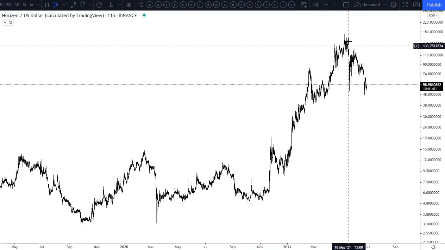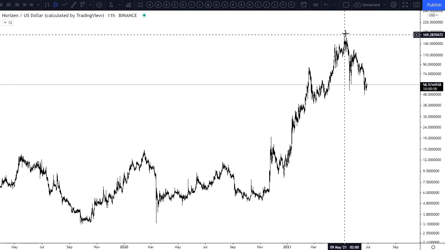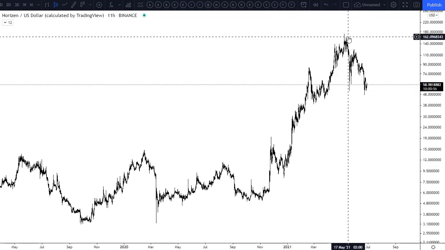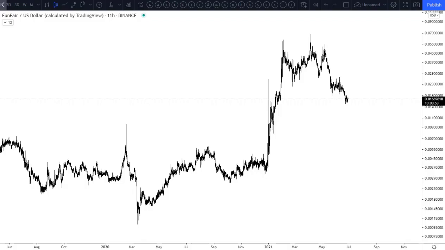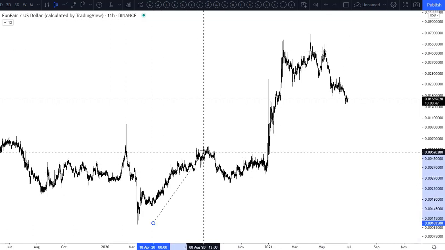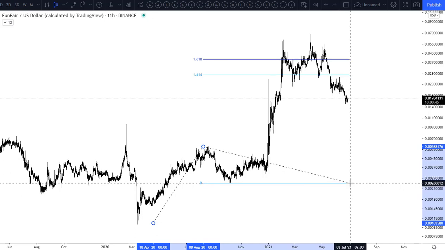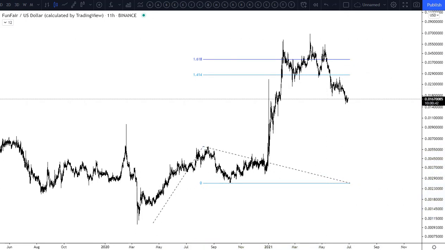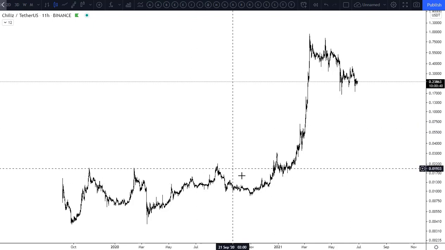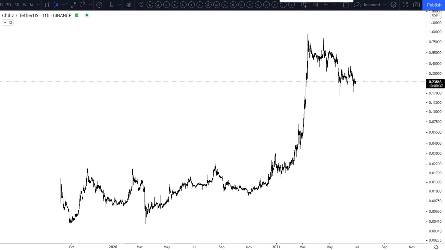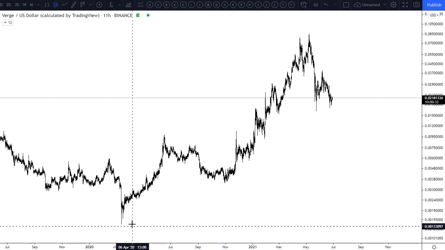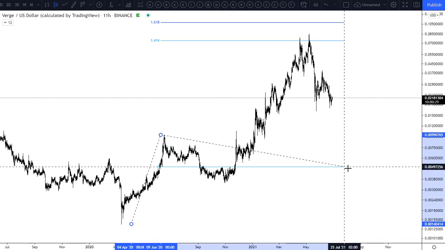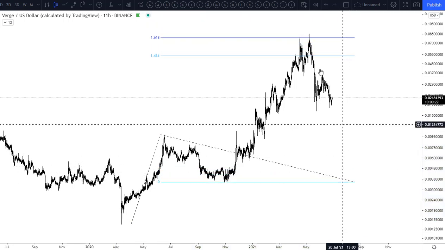ZEN looks amazing, 1, 2, 3. You have clean 5 waves in the 3, with clean 5 waves as well in the 5. Looks amazing. FTM, I mean, looks fine. Probably not one of the coins I'm gonna be trading, but I can get along with something like this. CHZ, looks great as well. XVG looks great as well. I'm gonna check, what's the extension here? Probably close to 1.618. Yeah, to the tick.